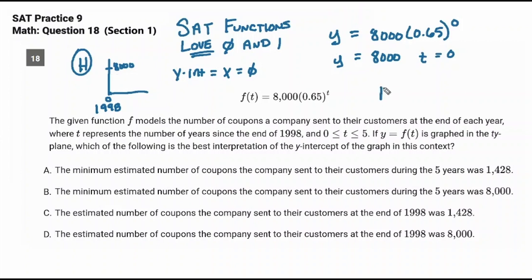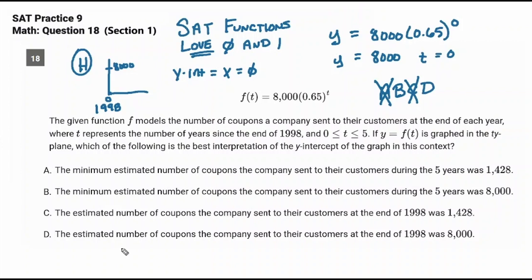So let's write down A, B, C, D and see what we can cross off. A, the minimum estimated number of coupons the company sent to their customers during the 5 years was 1,428. Well, no, it's way more than that. It's at least 8,000. I don't know where 1,428 comes from. B, the minimum estimated number of coupons the company sent to their customers during the 5 years was 8,000. I suppose it's possible. It's not likely. C, the estimated number of coupons the company sent to their customers at the end of 1998 was 1,428. No, man. It's 8,000, so C's gone.